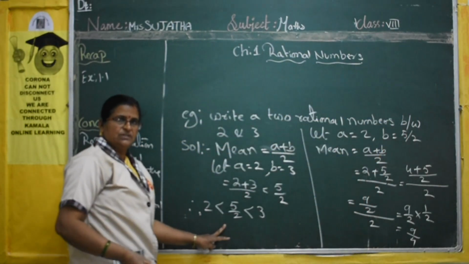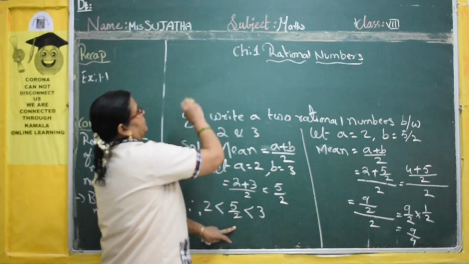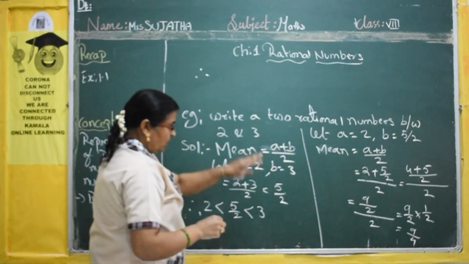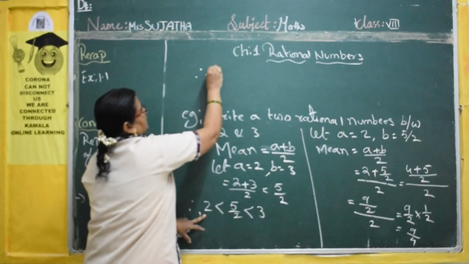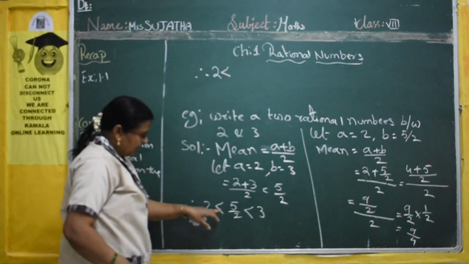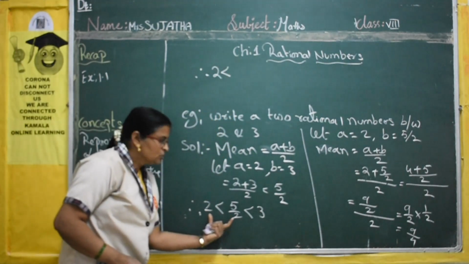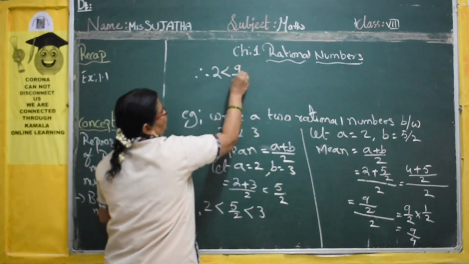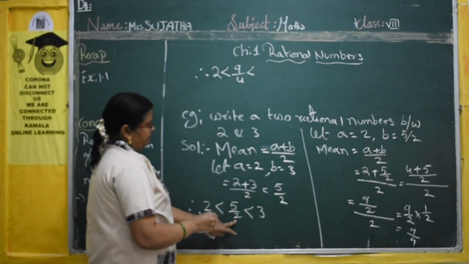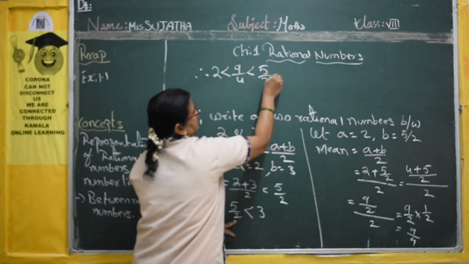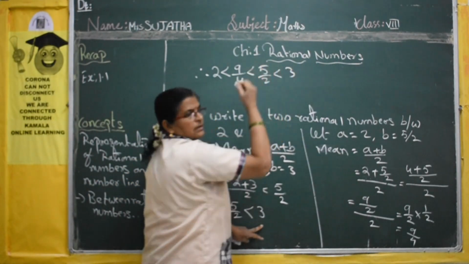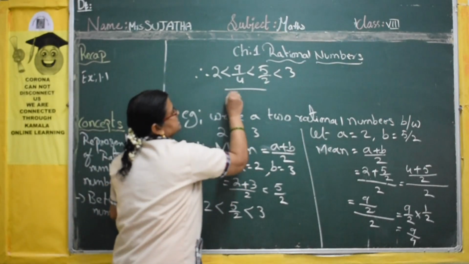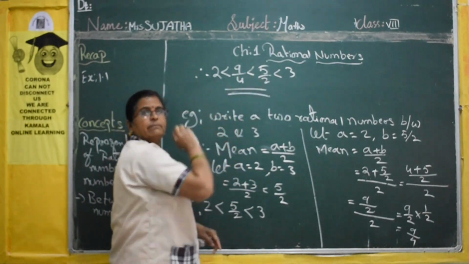First, therefore, between the first rational numbers we wrote. Now second, therefore, what is the first number? 2. 2 less than... Now between these two we took, no? So between these two, what answer did we get? 9 by 4. 9 by 4 less than 5 by 2 less than 3. Now understood? So two rational numbers we got here: 9 by 4, 5 by 2.